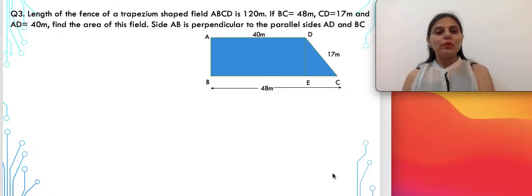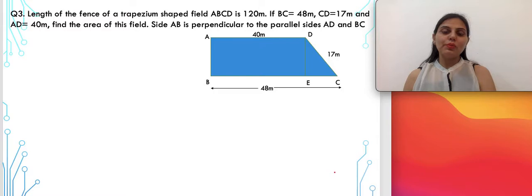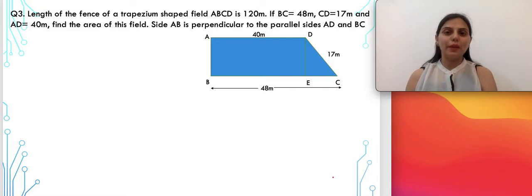Moving on to the next question now. Again, it's a question based on trapezium. In this case, he says the length of the fence of the trapezium. Now, if you remember, in my previous video also I had told you, whenever we come across questions in which the word fence is used, the first thing that should come to our mind is the perimeter. So length of the fence of the trapezium in this case also refers to the perimeter of the shape ABCD trapezium.